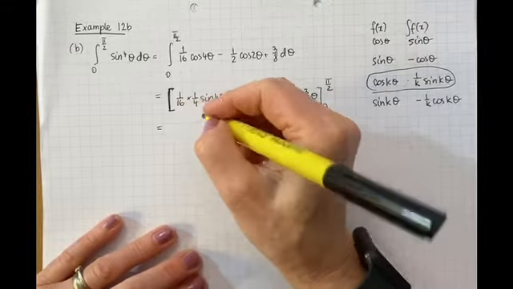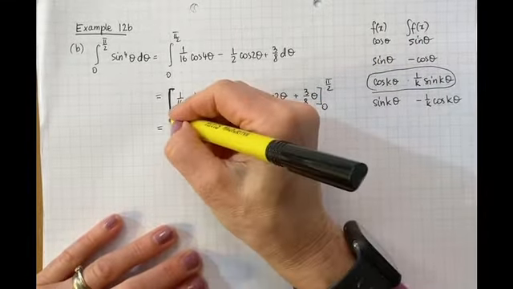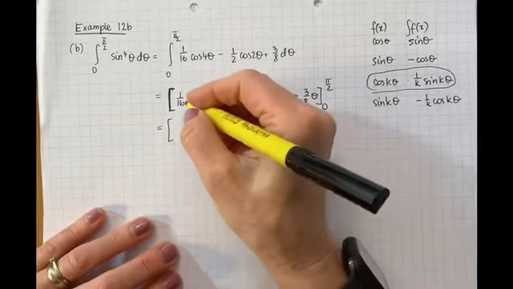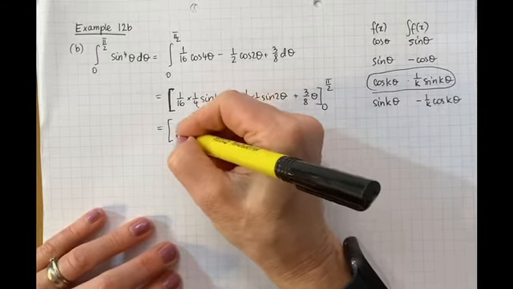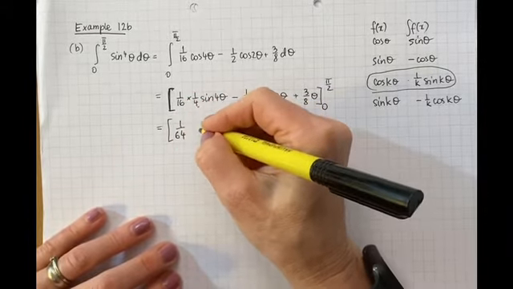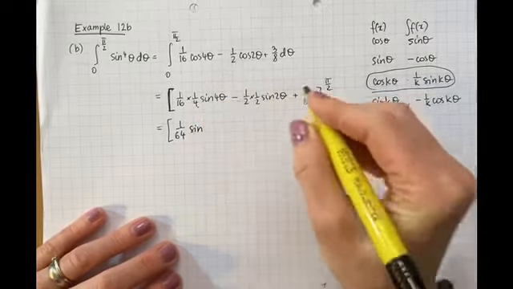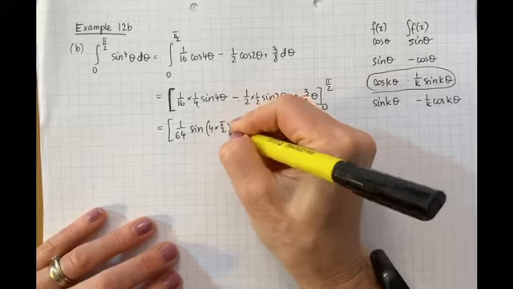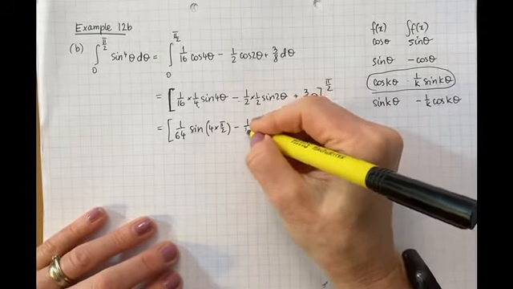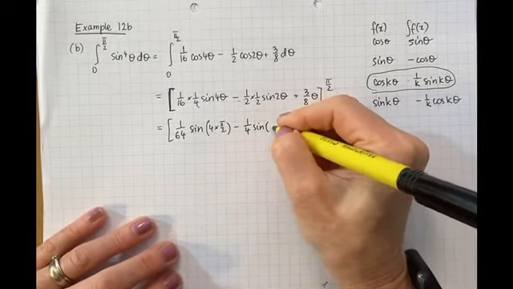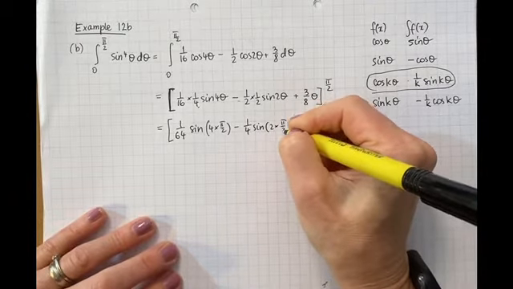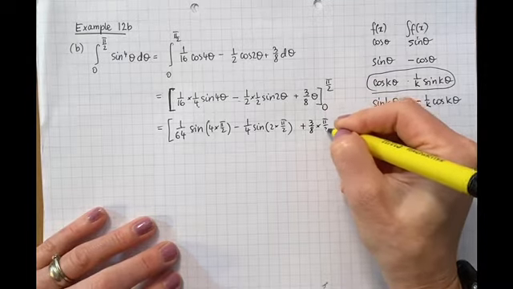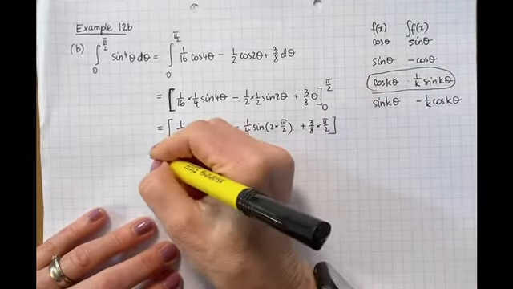Okay, so let's evaluate this. It's always important to substitute the limits in. So 16 times 4 is 64, so it's 1/64 sine, let's put the first limit, pi over 2, minus 1/4 sine 2 times pi over 2, and then 3/8 times pi over 2, and we're going to subtract.